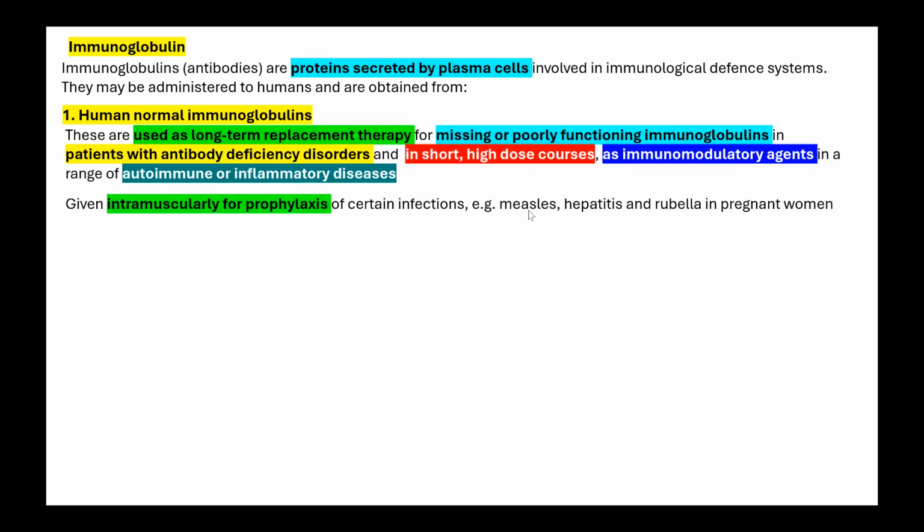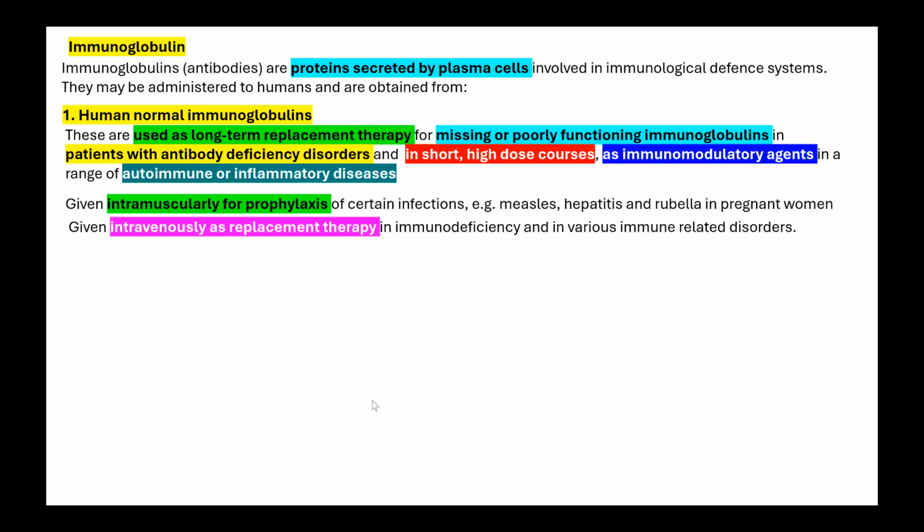This is the first indication for human normal immunoglobulin, and it may be given intravascularly for prophylaxis for certain infections like measles. All the vaccines that we give for MMR, the childhood hepatitis, rubella in pregnant women, they are all the human normal immunoglobulin. It may be given intravenously as a replacement therapy for immunodeficiency in various immune-related disorders.